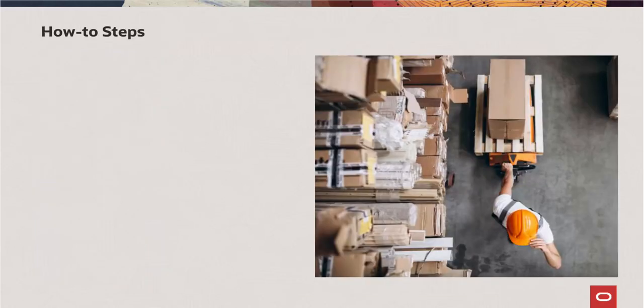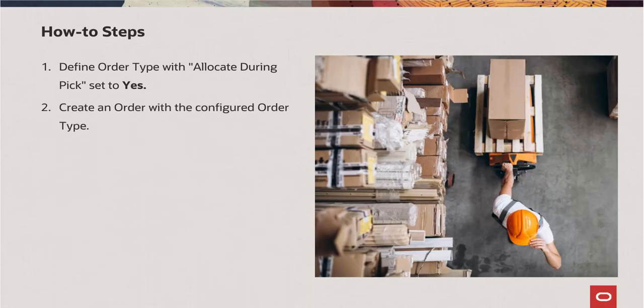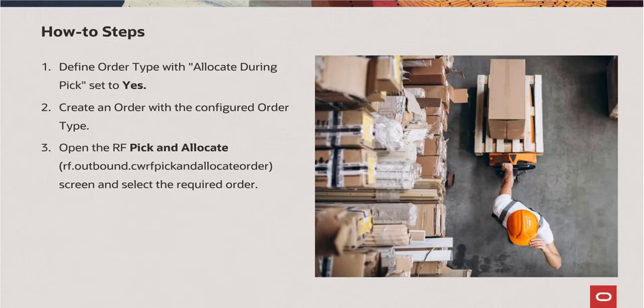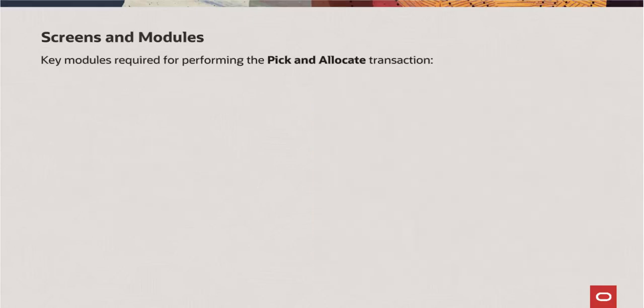In a moment, we will demonstrate the high-level steps needed to initiate and complete the RF pick and allocate transaction. From the order type UI, define the order type with allocate during pick set to yes. Create an order with an order type. Open the pick and allocate RF screen and select the required order. Continue with scanning of the item, location, and quantity and complete the pick and allocate transaction.